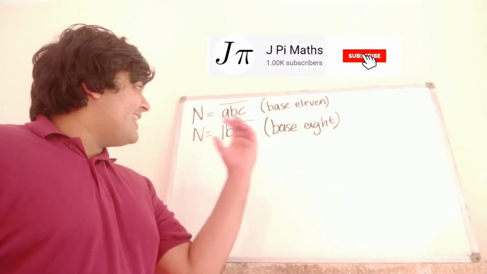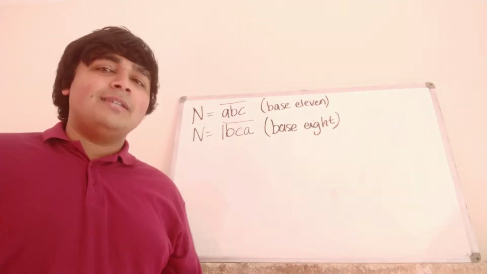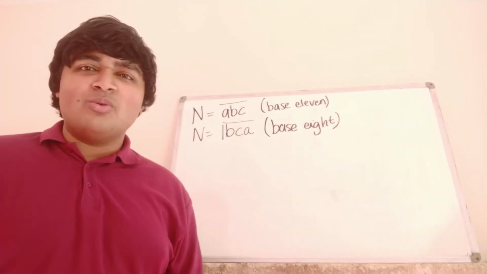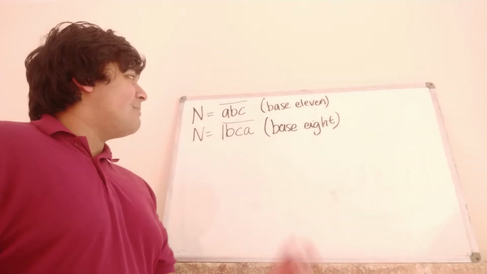Okay, so we have base 11 and base 8. What we want to do is work under a common base, and that base being base 10, because that's what we want our final answer to be in, and also that's the base that we're all familiar with. So n is equal to ABC concatenated in base 11.